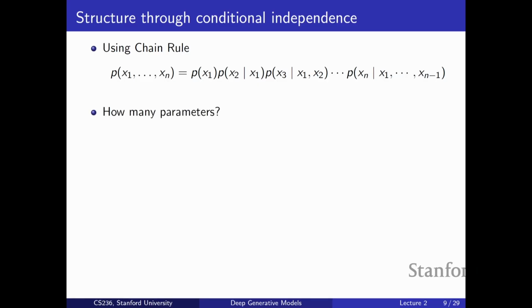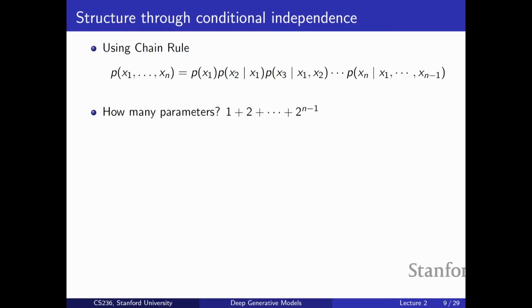Now, how many parameters do we need if we use this kind of factorization? It seems like maybe we've made progress because this object here is very complicated, but now P of x1, for example, is a simple object, a marginal distribution over a single pixel. So perhaps we've made progress here. Let's do the math. How many parameters do we need? It turns out that we still need an exponentially large number of parameters, unfortunately.